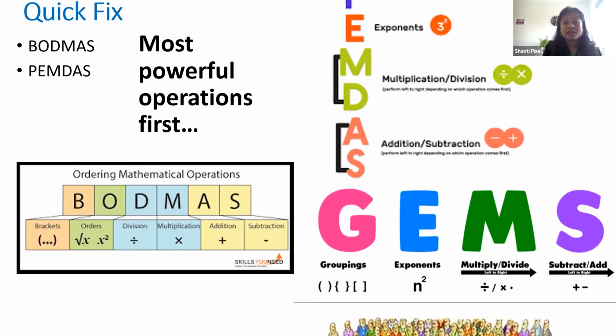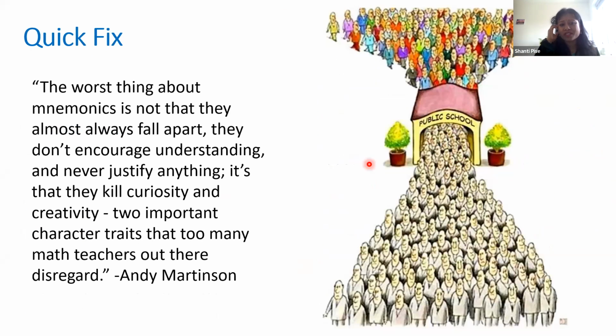Yes. So the next thing about quick fixes: Andy Martinson is saying that the worst thing about mnemonics is they always fall apart and don't encourage understanding, not even justify anything. It is only to do it fast, but it kills curiosity and creativity. If you see here, everyone is an individual with so many characteristics, but when they come out of this system, the system that we are talking about, everyone tends to do things the same way. So can we instill creativity and critical thinking?